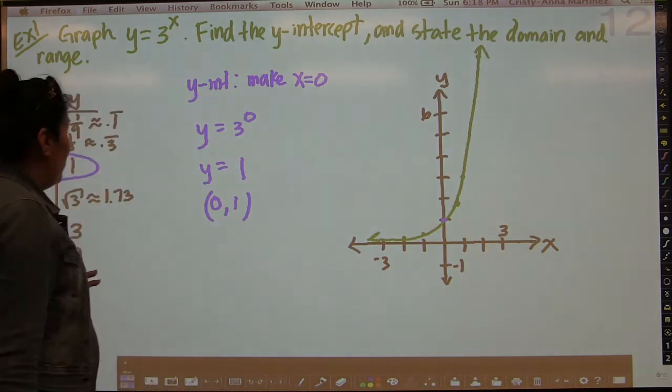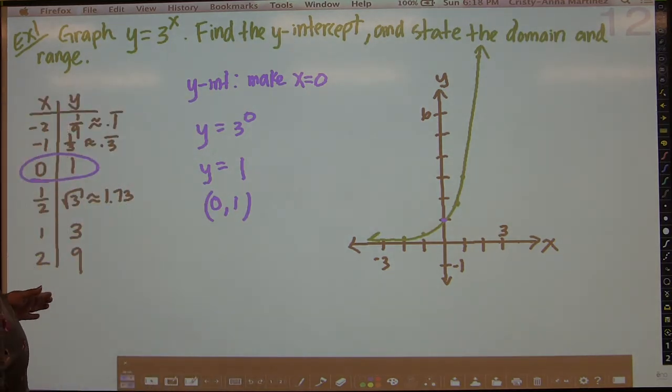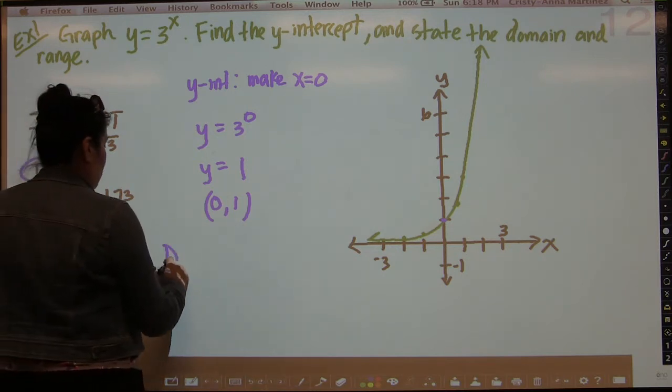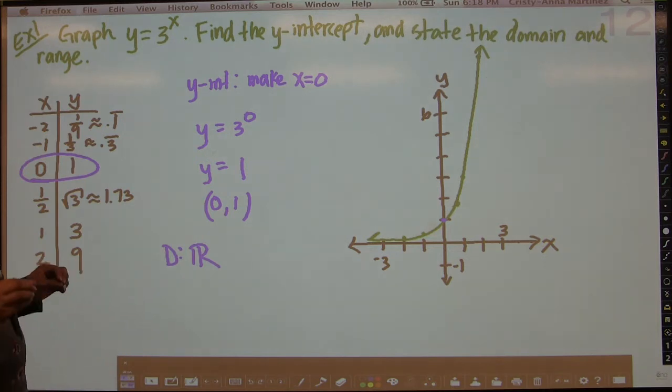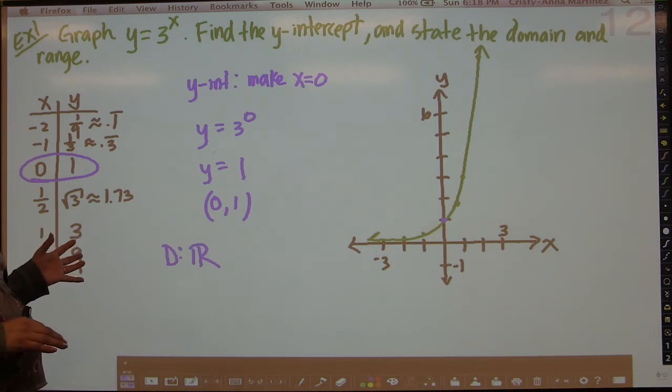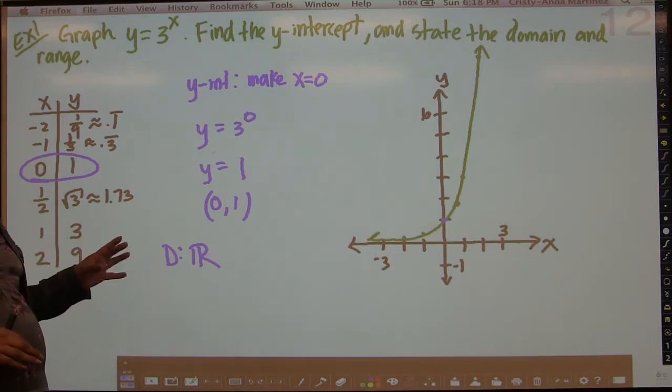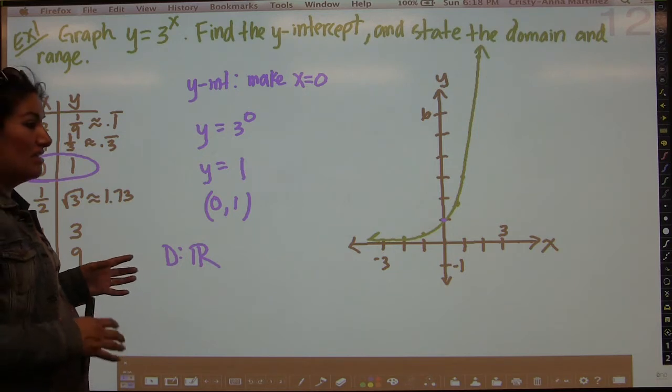And it says state the domain and range. Now for the domain of an exponential function, we know that domain is all reals. You can put any number that you'd like into the function. And so domain is all about what can go into the function without breaking the machine. For example, if the function was a square root function, we know that we can't take the square root of a negative number because it's imaginary.